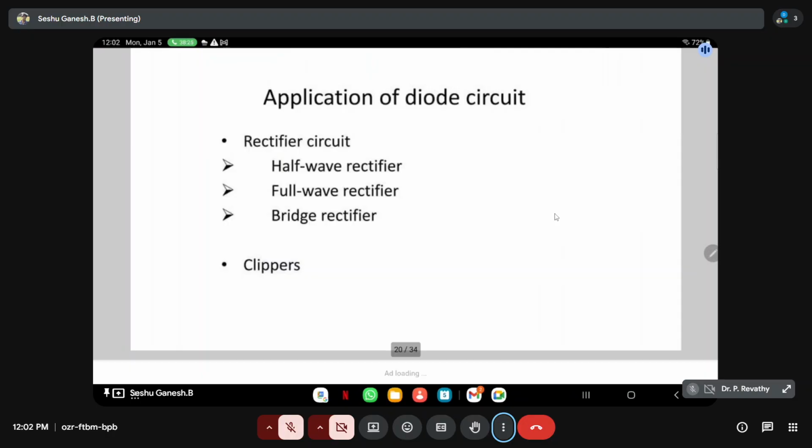Okay, in rectifier circuits, we'll be seeing what is a half wave rectifier, what is a full wave rectifier, and also bridge rectifier circuits. We'll be seeing them in detail one by one.